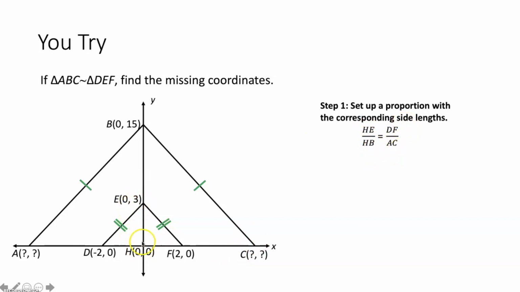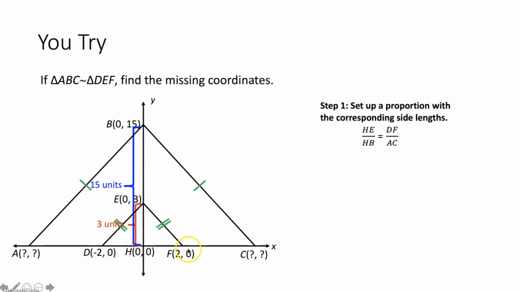To find the measure of segment HE, because each of these points are on the y-axis, we just look at the difference between the y values. So this distance right here would be 3 units. So the measure of segment HE is 3 units. Same thing for the measure of segment HB. Because points H and B are both on the y-axis, we can just look at the difference between the y values to get the distance between these 2 points. So 15 minus 0, that's just going to be a distance of 15 units.